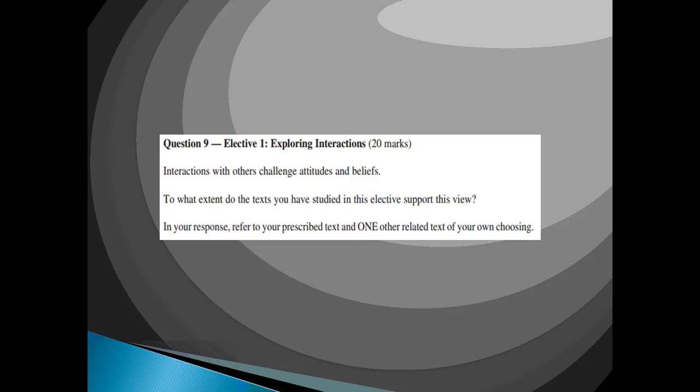So the subject of our essay is attitudes and beliefs. You are writing about attitudes and beliefs. When we interpret this question, your essay should be based around different attitudes and different beliefs held by different characters.